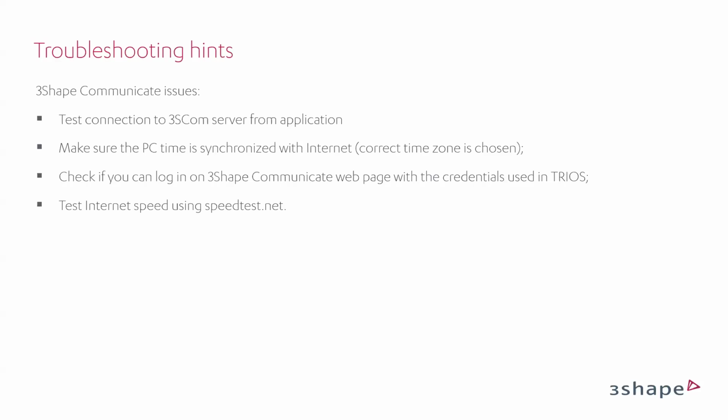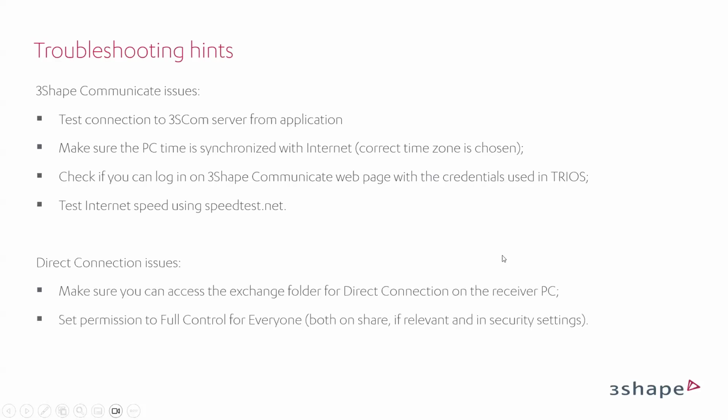Also, test internet speed using the speedtest.net website, and this is how you can check direct connection issues. Make sure that you have access to the Exchange folder for direct connect on the receiver PC. Also set permission to full control for everyone, both on share if relevant, and in the security settings as well.